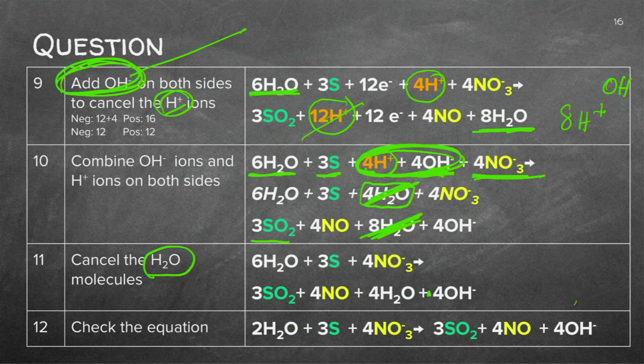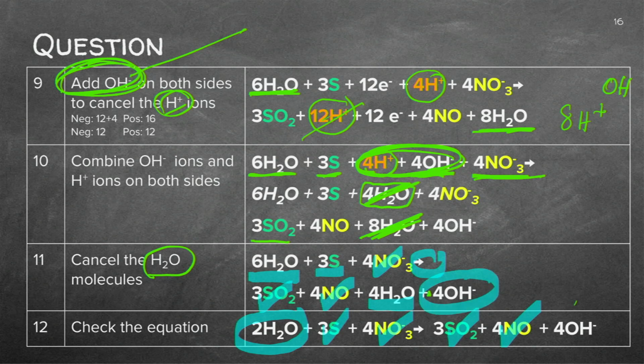I've got in this line the final reaction. 6 waters and 4 waters. What does that give me? It gives me 2 in excess this side. Can you see there's the arrow? 3S, I've got 3S. 4NO3 minus. 3 of the sulfur dioxide. 4 nitrogen monoxide. And I added that hydroxide at the end.